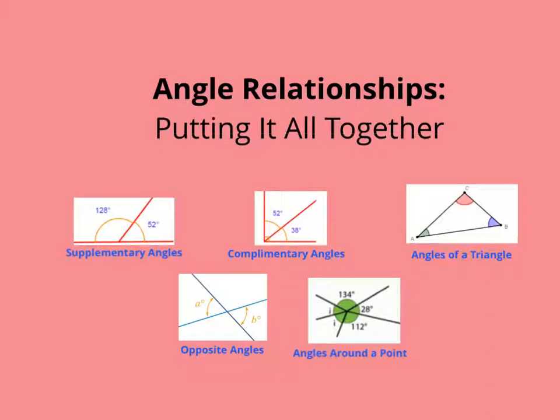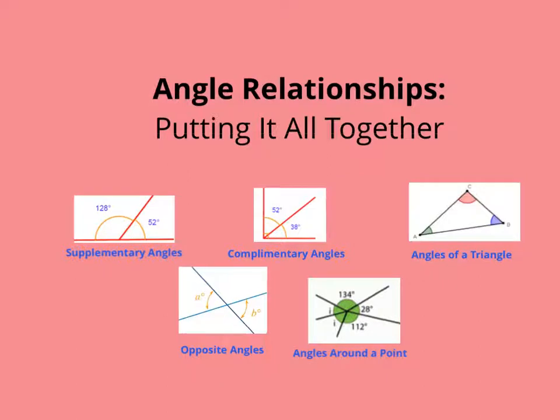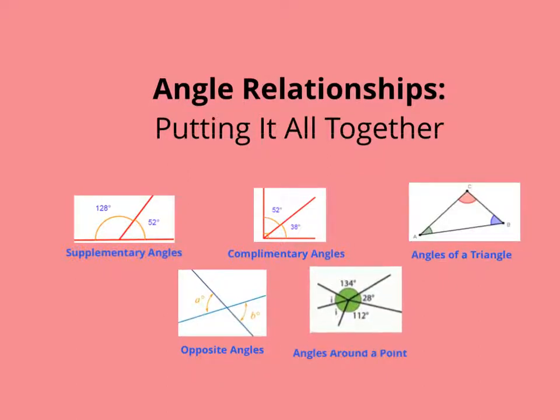Hi class, today we're going to continue looking at angle relationships. So we've already learned that supplementary angles add up to 180 degrees, complementary angles add up to 90 degrees, angles of a triangle add up to 180 degrees, opposite angles are equal to each other, and angles around a point add up to 360. In today's lesson, we're going to be putting it all together, and we'll be looking at examples that combine two or more of each angle.